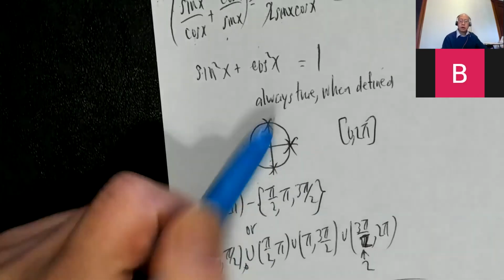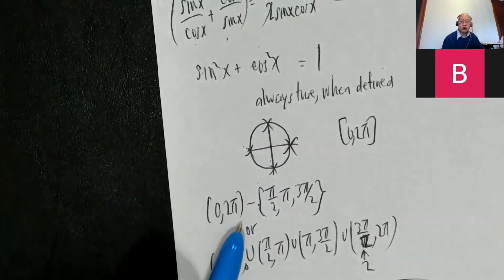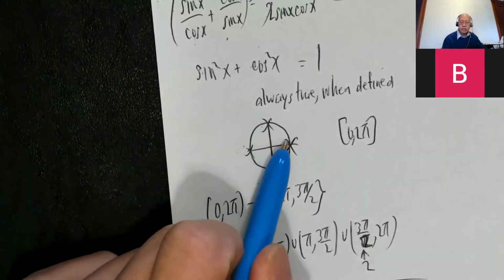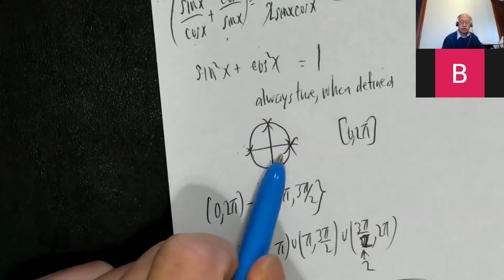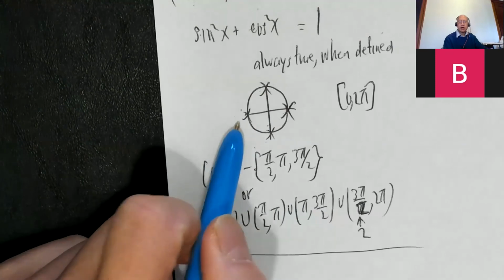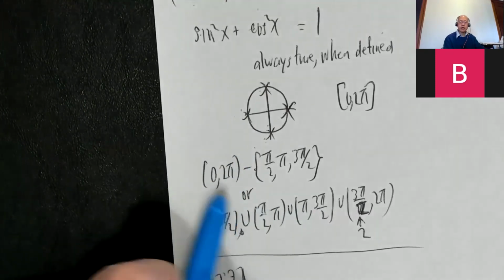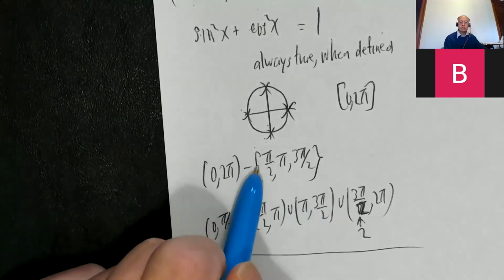So one way you can write that is the interval from 0 to 2 pi, which means I'm not counting 0, I'm not counting 2 pi, and then I throw out the set consisting of pi over 2, pi, and 3 pi over 2. So the interval from 0 to 2 pi, non-inclusive, throw these points out.